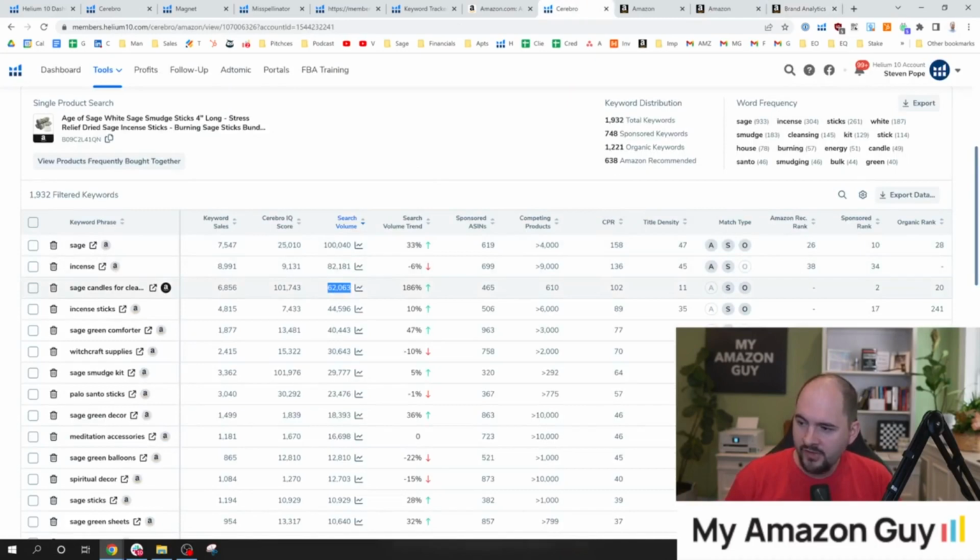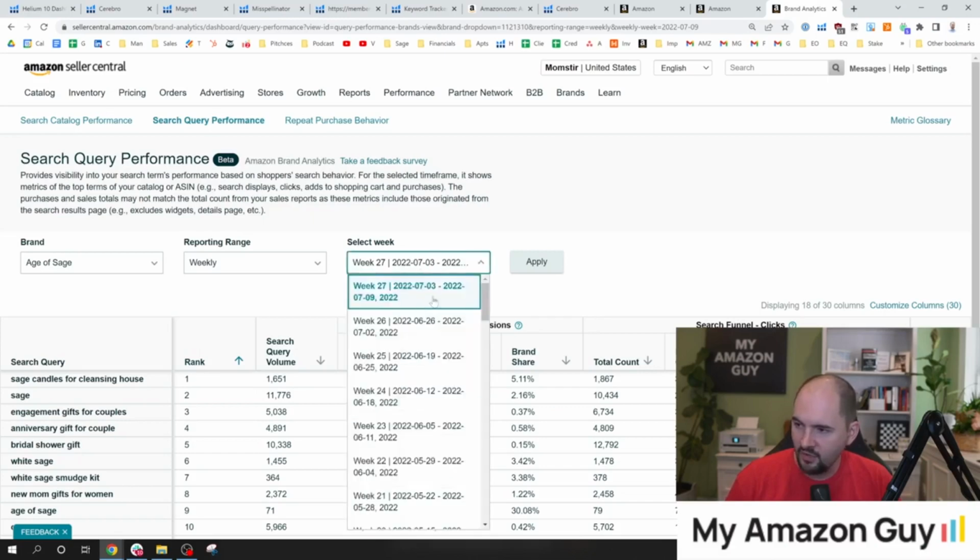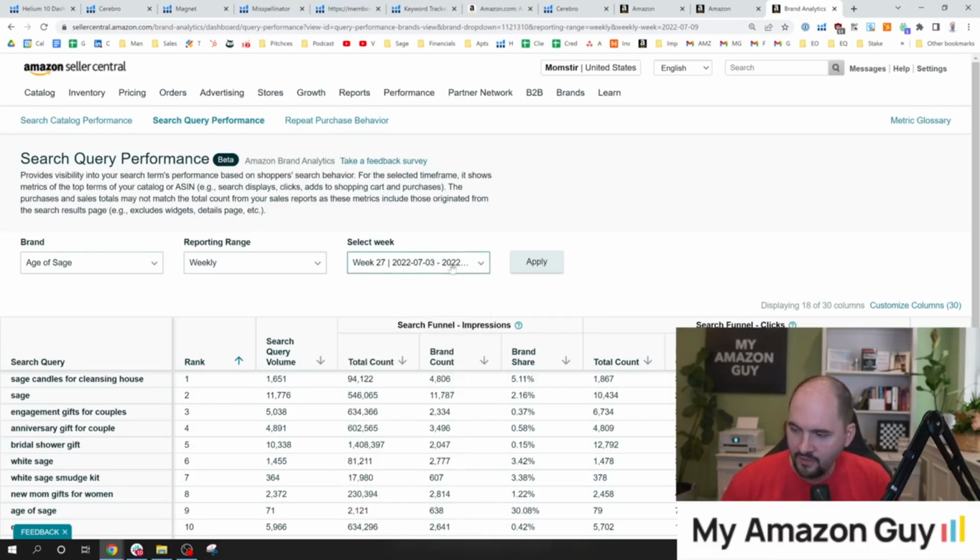Now, Helium believes the trend is up 186% right now, but their data could very well be off. There could be a reason why they see a spike, but Amazon doesn't. So right here, you'll see this is the data set for July 3rd to July 9th of 2022. And this is sorted already by the value of the search query, the value of how important this keyword is to my brand.